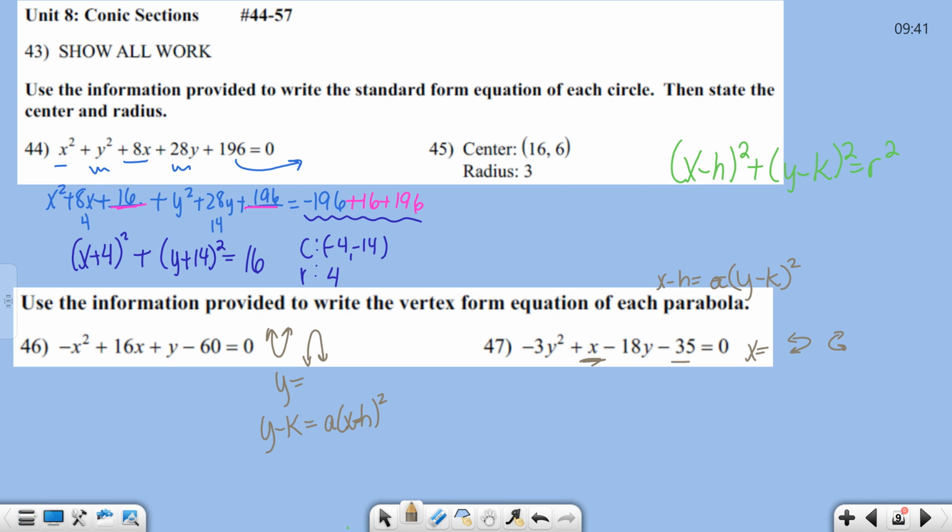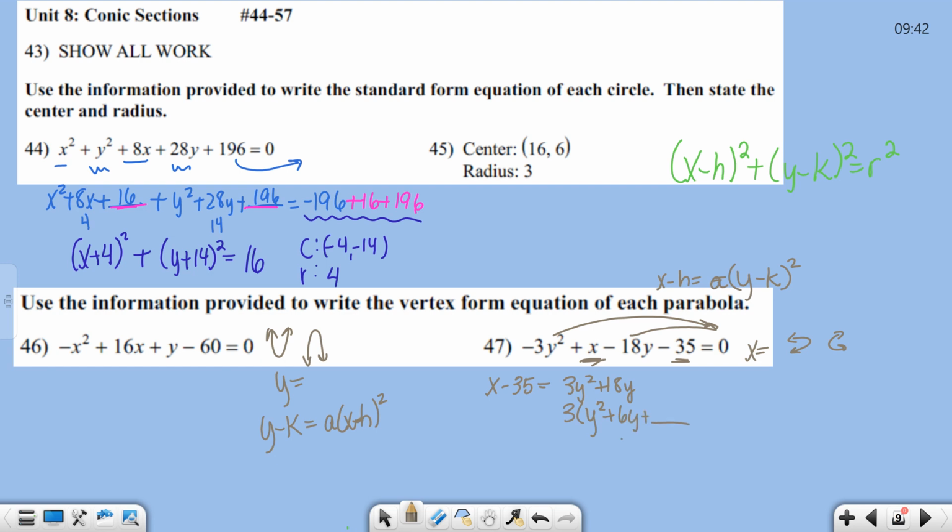So I'm still going to group my x stuff together. X is positive on this side, the left side, so I'm going to go ahead and do x minus 35. I'm scooching the y terms to the other side of the equation. So that'll give me a positive 3y squared and a positive 18y. To complete the square, you have to have a coefficient of 1 for your squared term. So that would be 3, and then multiplied by y squared plus 6y.